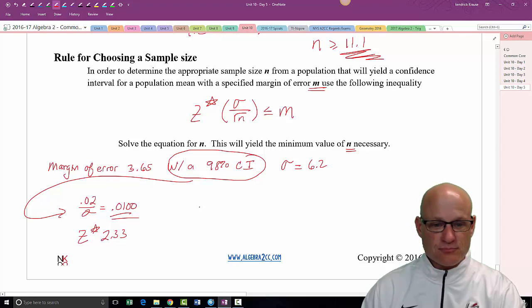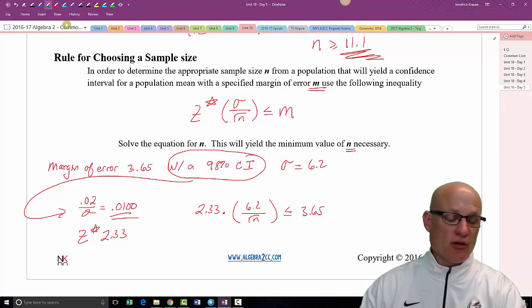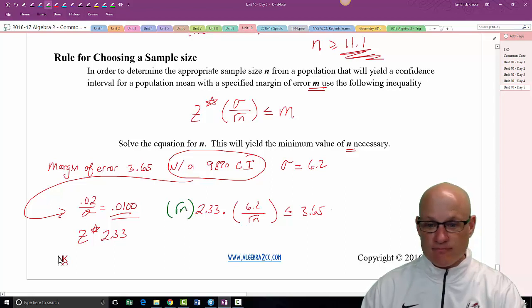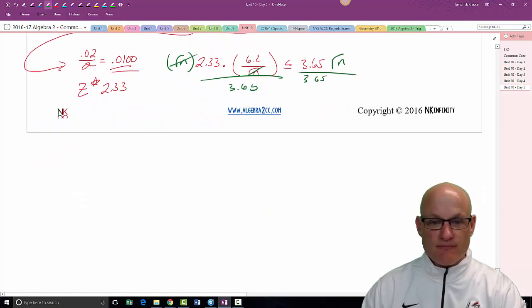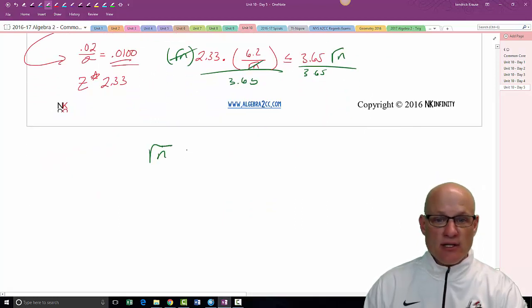So now I'm going to use my formula. 2.33 times 6.2 divided by the square root of n has to be less than or equal to a margin of error of 3.65. So I'll multiply both sides by the square root of n. These cancel. And then I'm going to end up dividing by 3.65. So I end up getting the square root of n is greater than or equal to, notice the greater than or equal to is pointing at the n, 2.33 times 6.2 divided by 3.65.